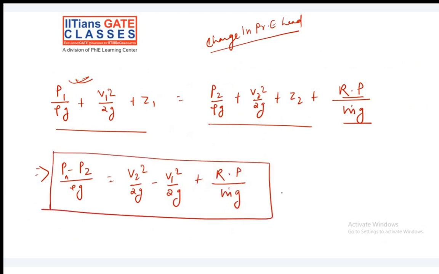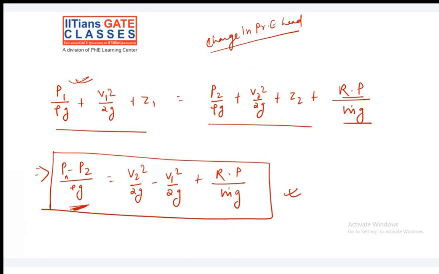Yes, this is a very important equation. And what is H? This is that H. Yes or no? This is that change in H, which is between the inlet and the outlet.